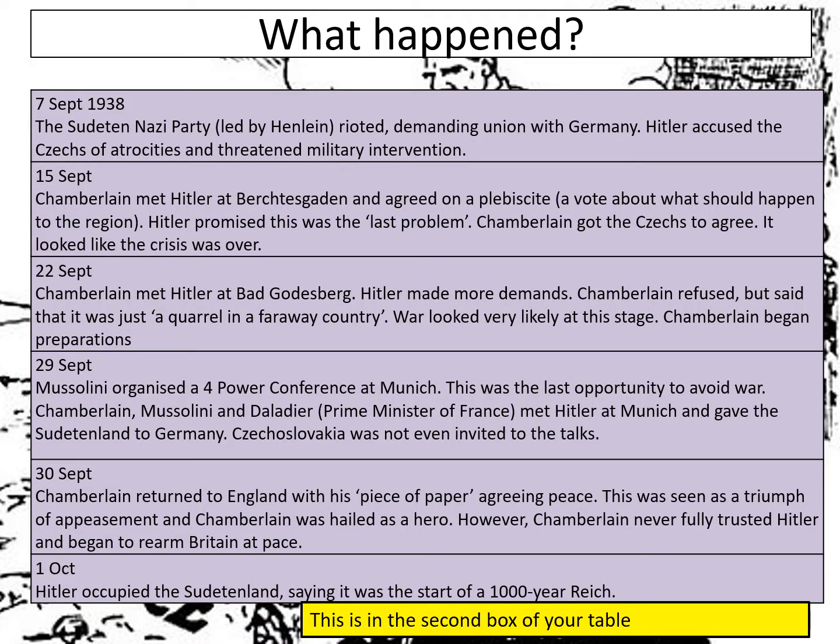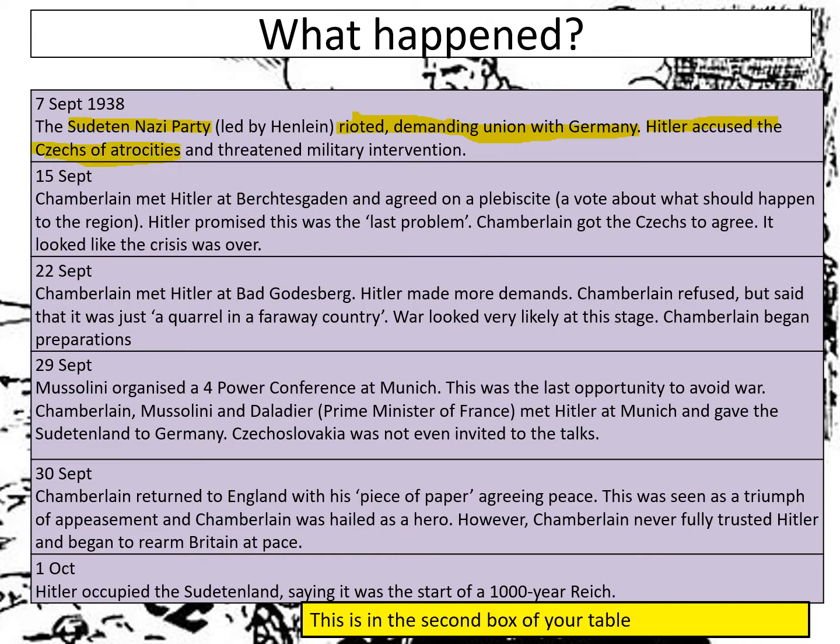This is now the second part of your table and what actually happened in the Sudeten crisis. So let's have a look at the key events. So it all started in September of 1938. So what we had was the Sudeten Nazi Party. They rioted and they demanded union with Austria. Now this was really similar to what had happened in Austria as well earlier in the year. And just like in Austria, Hitler accused the Czechs of treating the Germans badly.